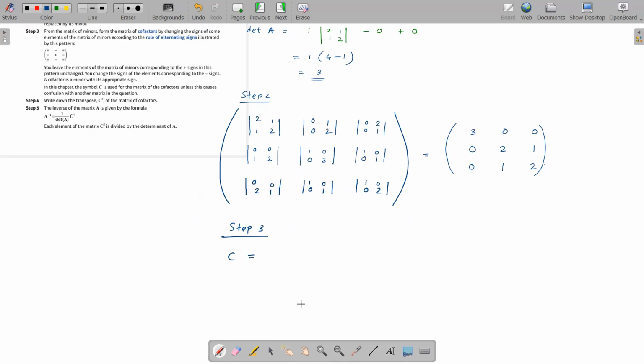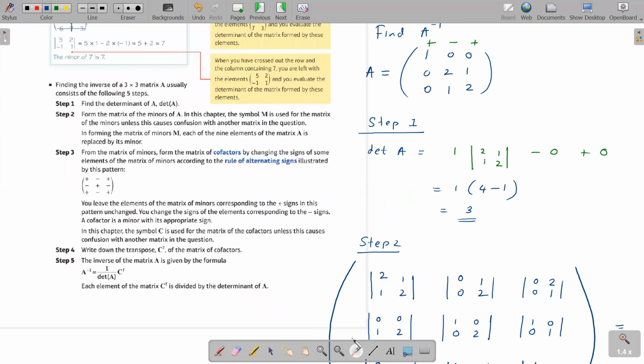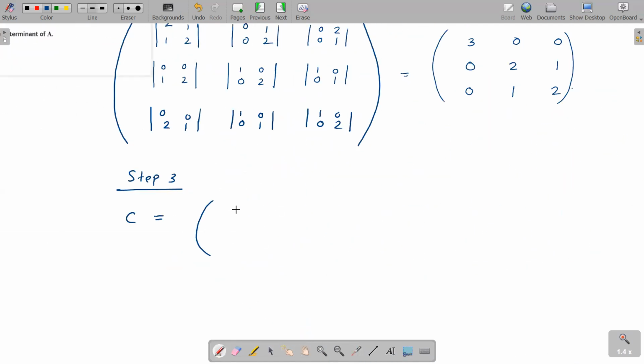Basically, they ask you to give the alternating sign rule. Do you see this alternating sign rule? The first element is assigned the plus sign, the second element is assigned the minus, the next one plus. Again minus, plus, minus, plus, minus, plus. You just write the matrix of minus and then assign these plus, minus, plus along the matrix that you obtain.